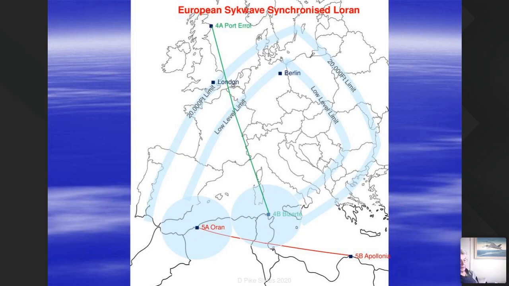The range, of course, was much better. So there was a line from Port Ellen in Scotland, the A station, and the slave was at Bizerte in Tunisia. And there's another line from Oran in Algeria to Apollonia in Libya, is it? Right. And the cover was ideal for farther into Germany, as you can see. But insofar as getting you home to Waddington on a foggy night, it wasn't much good at all.